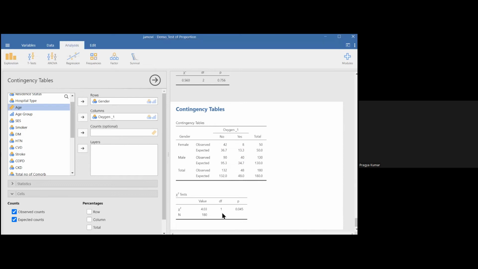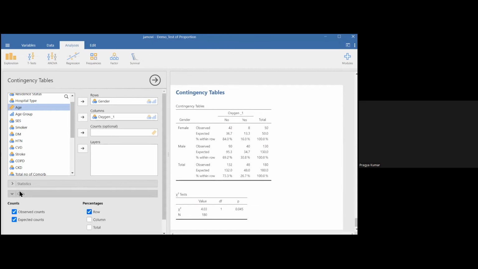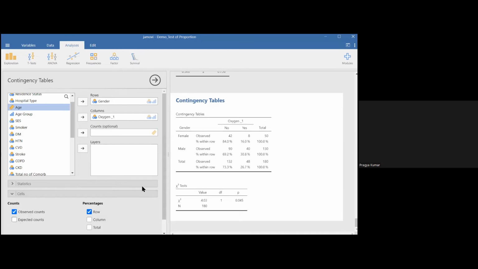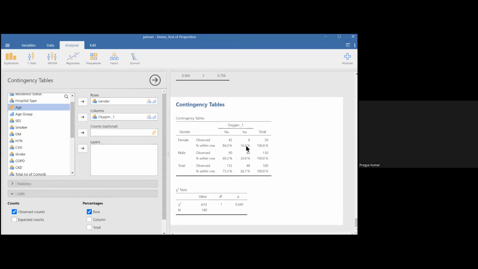And then you can see the value of chi-square with degree of freedom 1, it is 0.04. So it is significant. And you can see, like, you want a proportion also. So you want row wise percentages. So I have clicked that. Again, in these cells, I can remove this expected count. So now how will you write the interpretation? You can see here that the oxygen requirement in females was 16%, where oxygen requirement in males was 30.8%. So the oxygen requirement in males was approximately 14% more than the females.